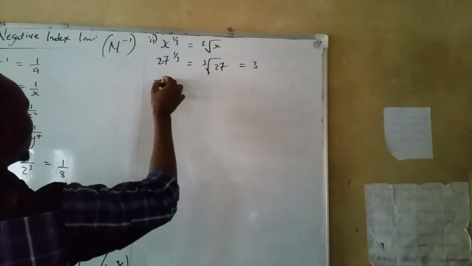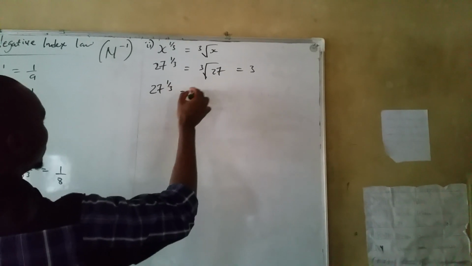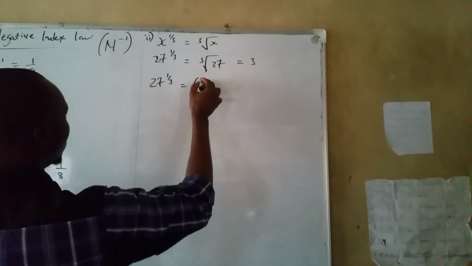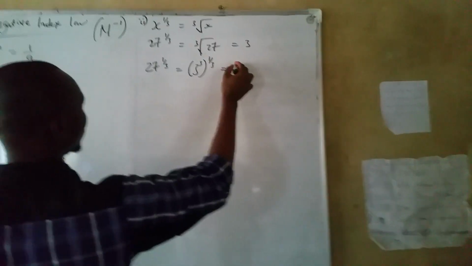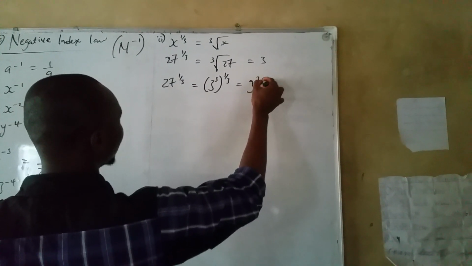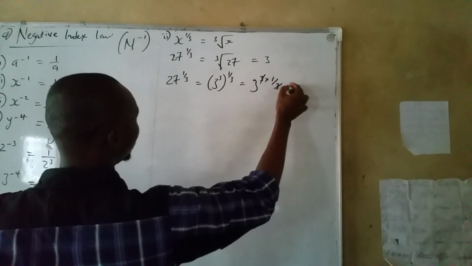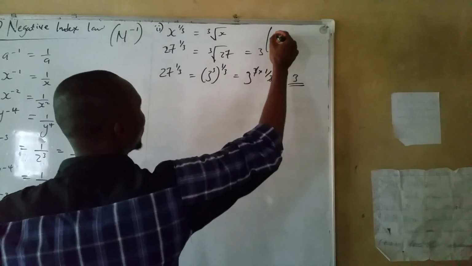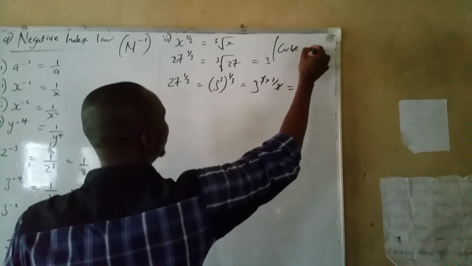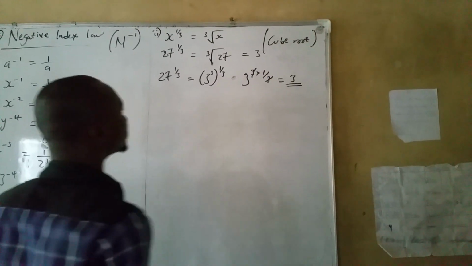Now, if you have 27 raised to power 1 over 3, this is the same thing as 3 raised to power 3, raised to power 1 over 3, and this is 3 raised to power 3 times 1 over 3. This cancels this and equals 3. So here we talk about what? Cube root. Are you there?